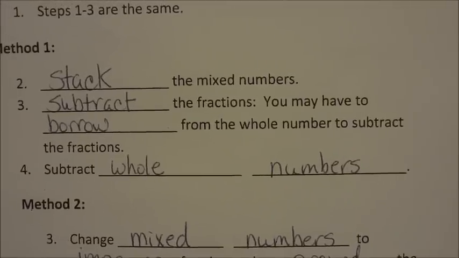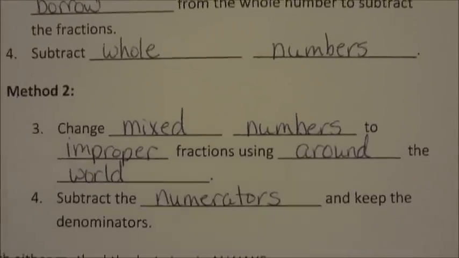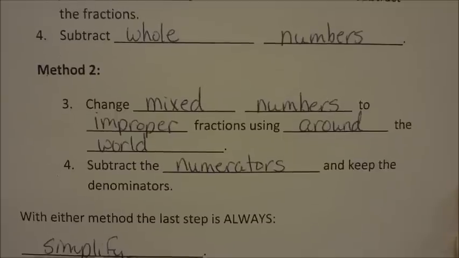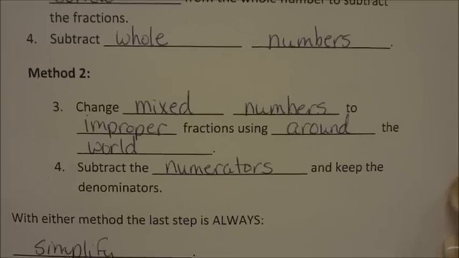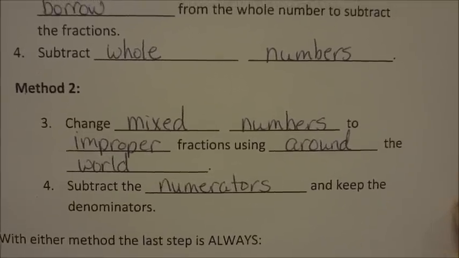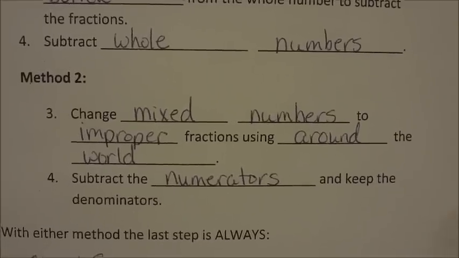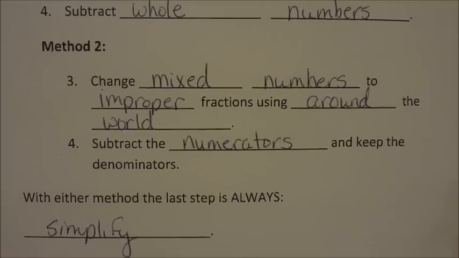And then subtract the whole numbers. Or we might do method 2, if you don't like borrowing, where we change the mixed numbers to improper fractions using around the world. Then we subtract the numerators and keep the denominators. And then, as always, you simplify. Okay, so get those down in your notes. And let's do some examples.